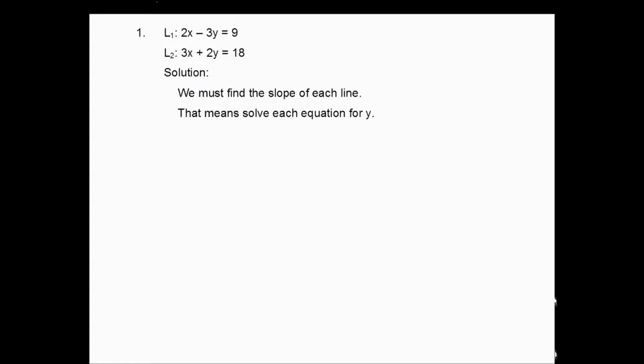So for each equation, I want to get a y equals. Starting with L1, I've got 2x minus 3y equals 9. Subtract 2x. I'll have negative 3y is equal to negative 2x plus 9.